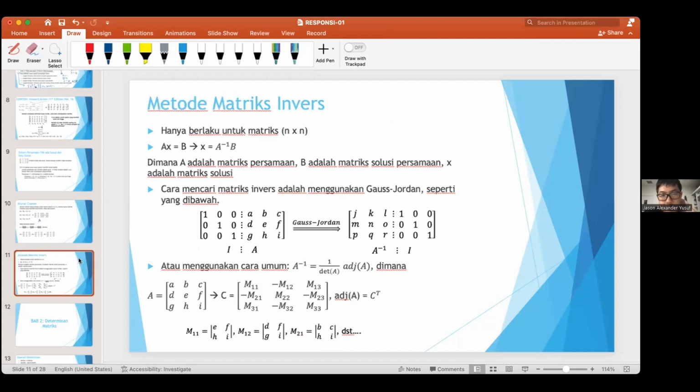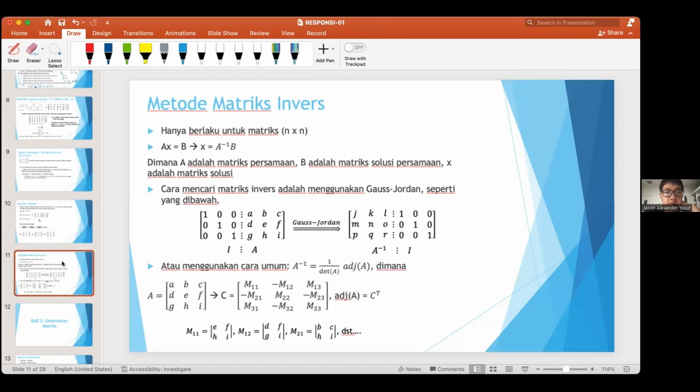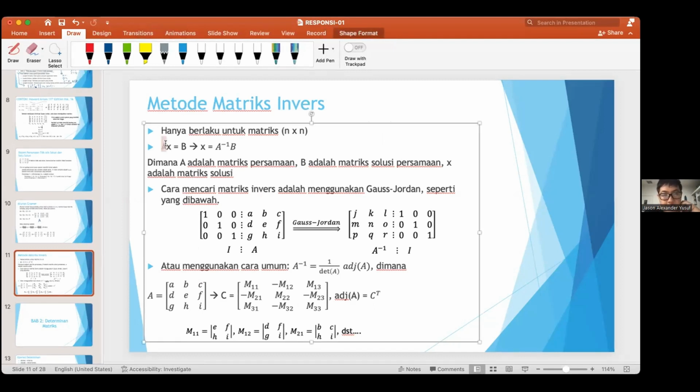The next one, this is a method I think that you have seen in your high school, which is called the inverse matrix method, where basically, after converting the system into this form, we find the inverse of the A matrix, and then we multiply the A matrix with the B matrix, or the solution one.